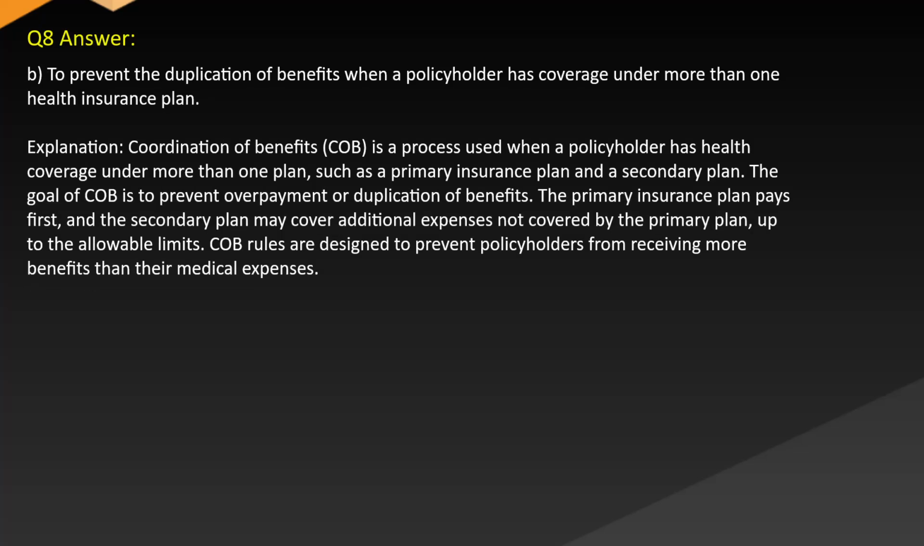Answer: B. To prevent the duplication of benefits when a policyholder has coverage under more than one health insurance plan. Explanation: Coordination of benefits (COB) is a process used when a policyholder has health coverage under more than one plan, such as a primary insurance plan and a secondary plan. The goal of COB is to prevent overpayment or duplication of benefits. The primary insurance plan pays first, and the secondary plan may cover additional expenses not covered by the primary plan up to the allowable limits. COB rules are designed to prevent policyholders from receiving more benefits than their medical expenses.